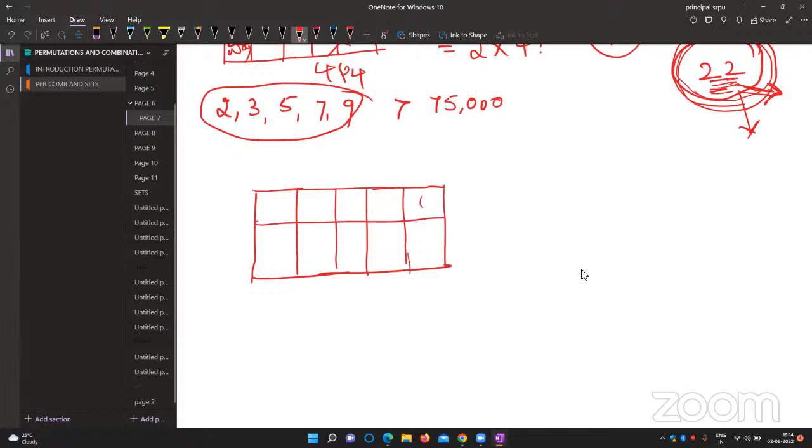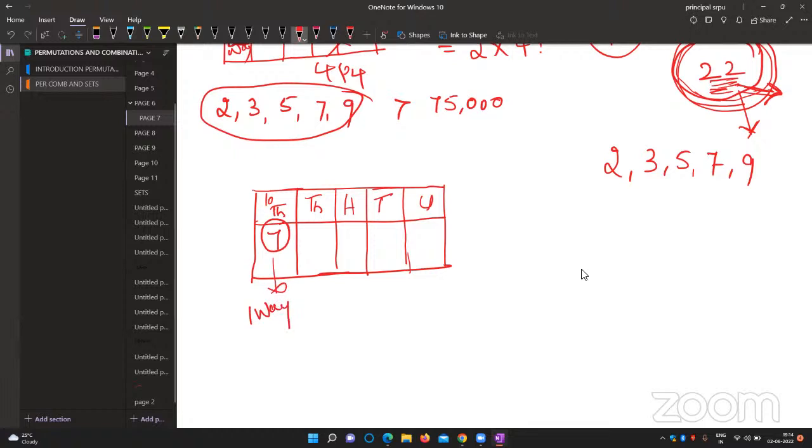This is the unit digit, then 10th place, 100th place, 1000th place, 10,000th place. See, we have the numbers 2, 3, 5, 7, 9, and I have to use only these. So greater than 75,000 means I can write only 7 here. That means only one way.